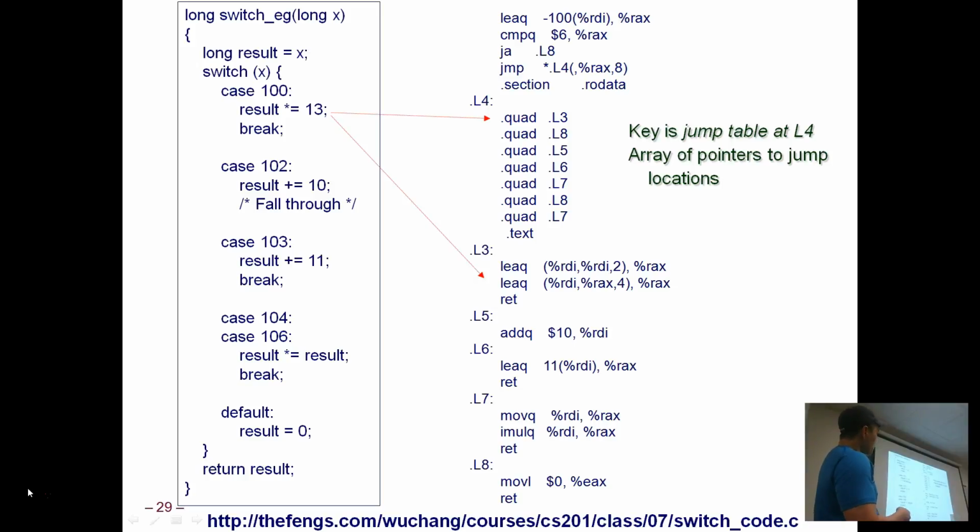After we subtract 100 off of x, anything that's above 6 goes to the default. The range of this switch statement goes from 100 to 106, so the range is basically 6, and everything above 6 goes to the default. This is your default statement right here: jump above 6. After you've offset by 100, anything above 6 is going to go to L8. And L8 is move 0 into EAX and return, which is the default code.